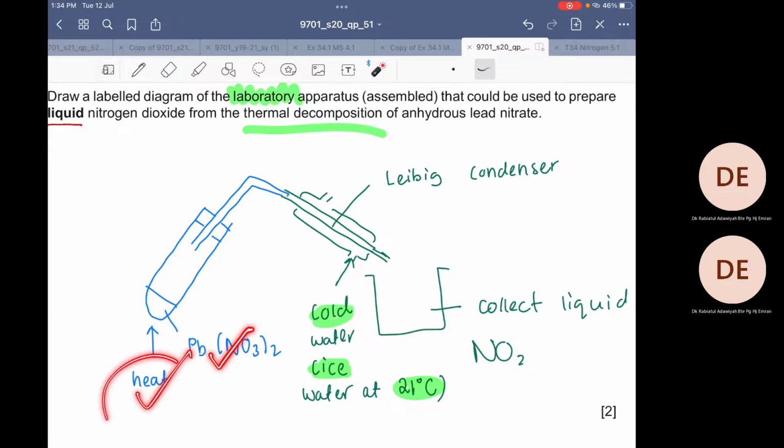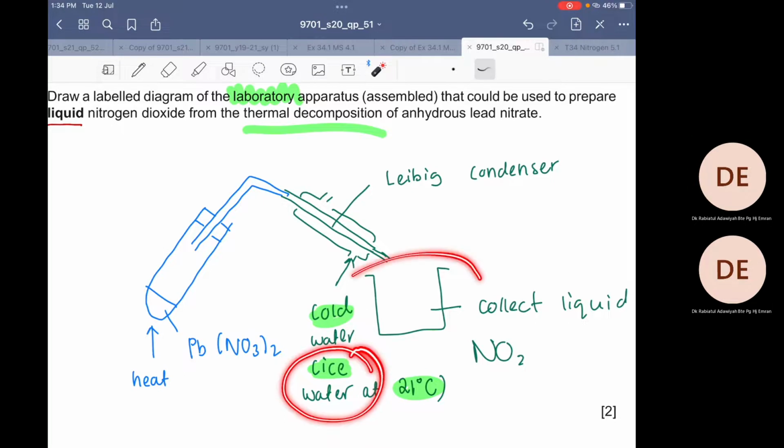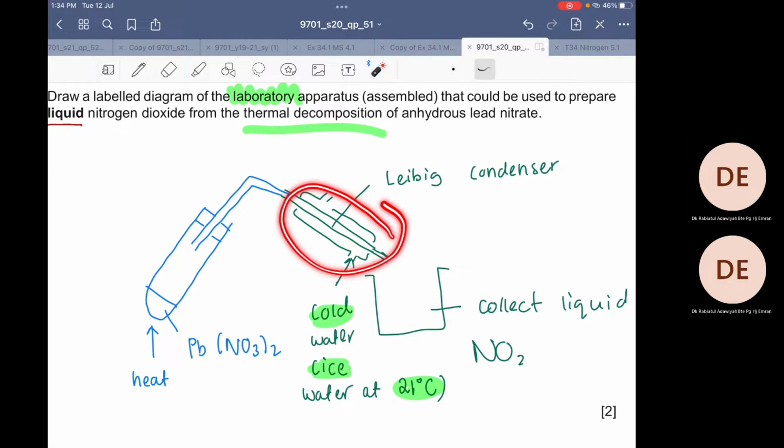You can also write down Bunsen burner. That's fine. Second mark is for using ice water and a collection vessel. So you must have a condenser that is cold at 21 degrees Celsius and also a collector to collect the liquid. And of course, at the end of the collector, it cannot be sealed. Otherwise, how are you going to collect the liquid, right?